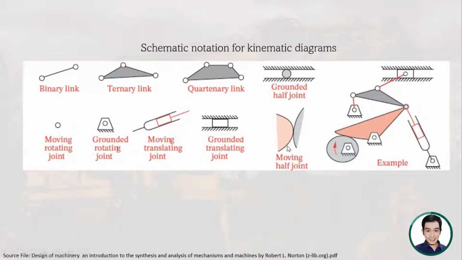Then we have the moving half joint. This is a moving half joint because there is a surface, there is a point contact between these. This is considered a higher pair also, and it's considered a half joint. So for example, you can see here for this mechanism, when you connect them together, you can see the different parts, the grounded rotating joint, the different links, and the parts that are grounded and how they are connected together.